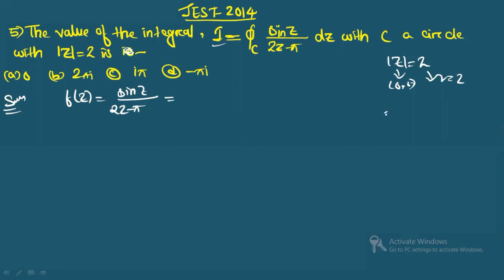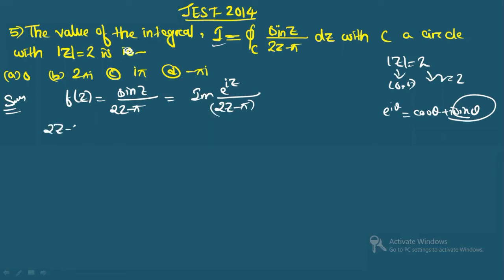So sin z: we know e to the power i theta equals cos theta plus i sin theta. So sin theta is the imaginary part of e to the power i theta, so it is the imaginary part of e to the power iz, over 2z minus pi. Now we will find the pole, so we put 2z minus pi equals 0. This will give you z equals pi by 2.